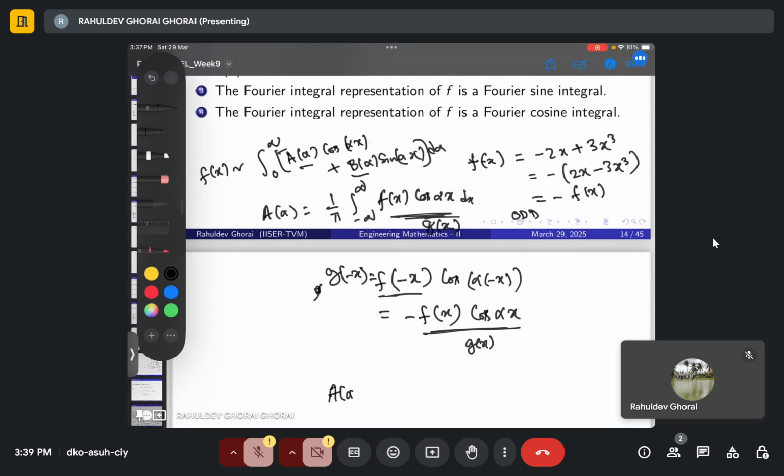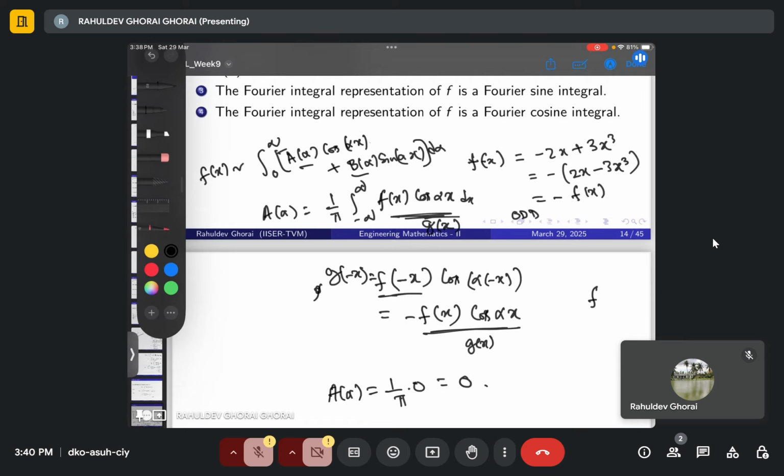So for a(alpha), what I needed was only the property that the function f is odd. So when f is odd, f(x) times cos(alpha x) will be odd, and then a(alpha) will be 0. So once a(alpha) is 0, b(alpha) won't be 0. If it were 0, then both would be 0.